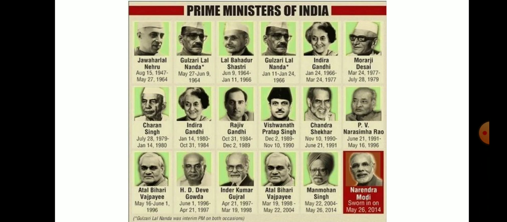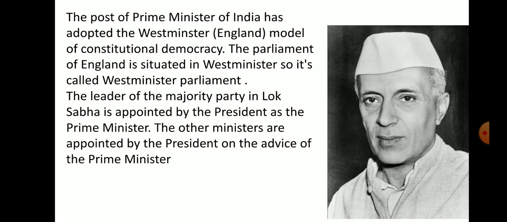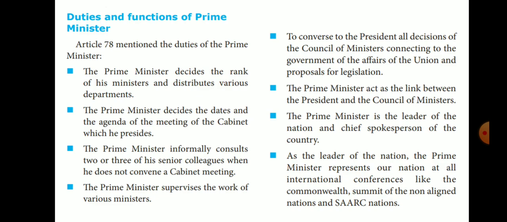Here we see some of the prime ministers. We'll salute them, and our present prime minister has also been seen here. The post of prime minister of India has been adopted from the Westminster model of the English democracy. So the leader of the majority party in the Lok Sabha is appointed as the prime minister by the president. The other ministers are appointed by the president on the advice of the prime minister.